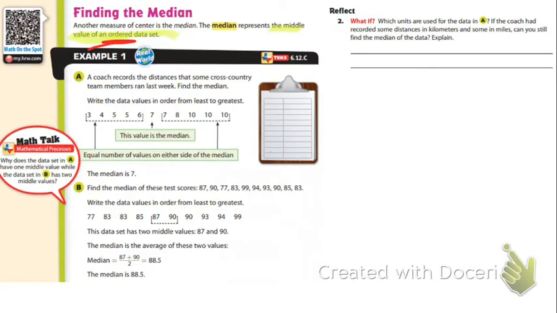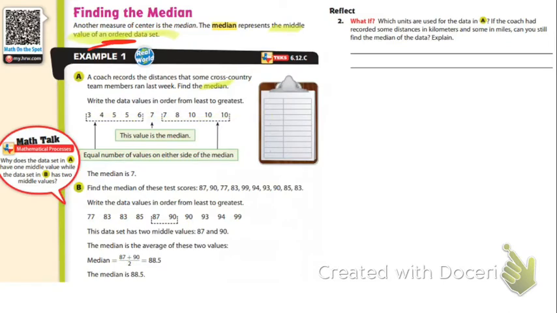All right, so example number 1. A coach records the distances that some cross-country team members ran last week. Find the median. All right, so they're asking us for the median. So write the data values in order from least to greatest, which is what they did for us right here.